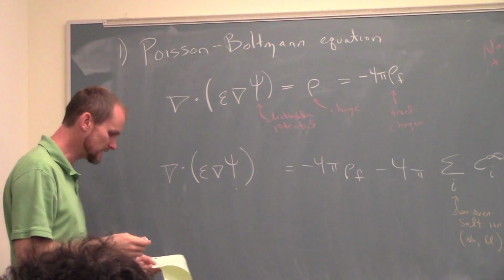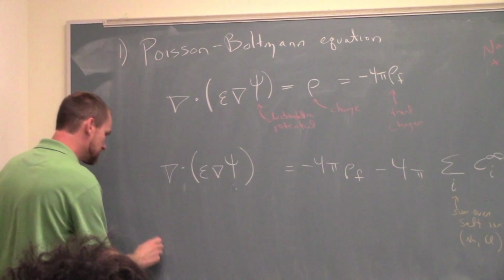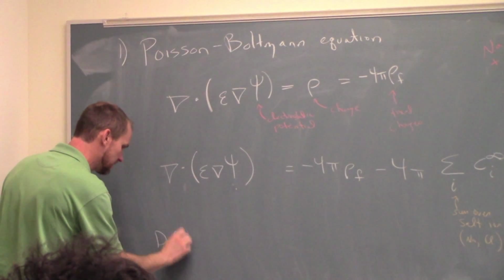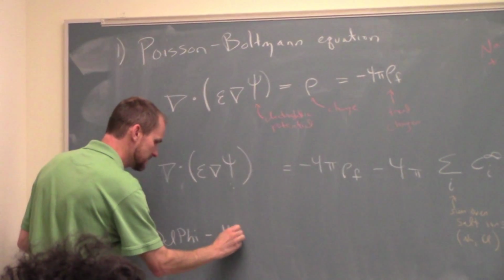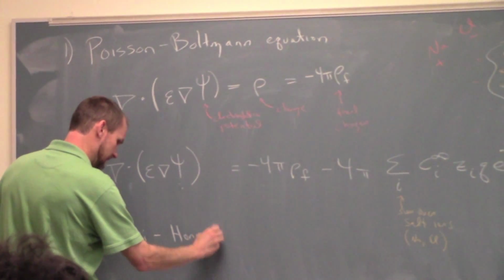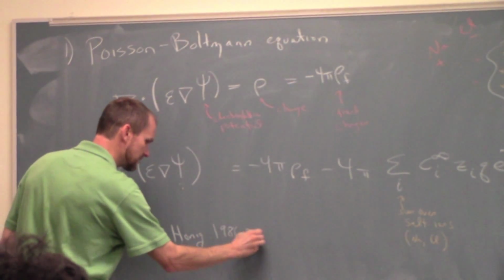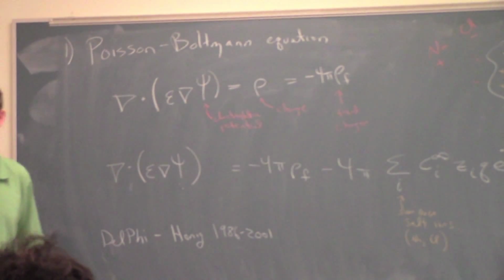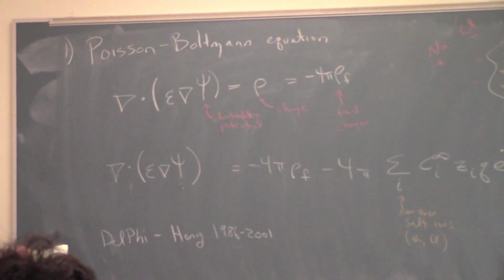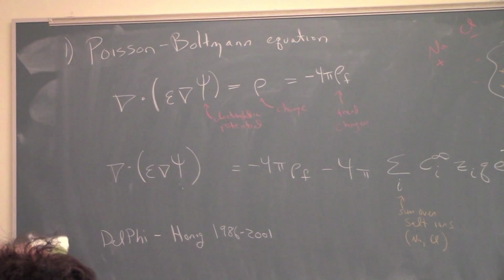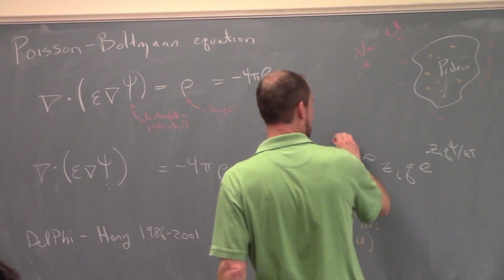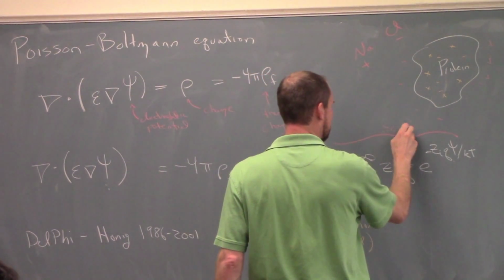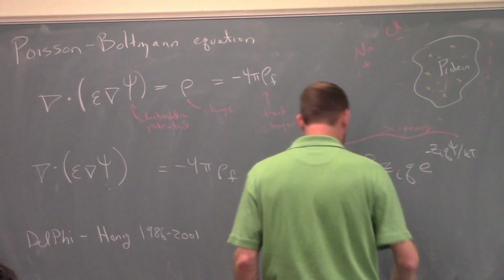So there's a few continuum solvers that have done this. One is called Delphi, which is by Barry Honig's lab in 1986 to 2001. He's developed several versions of this, and so it's been around a little while. And it's basically going to capture these fixed charges, and then this is the screening of ions.